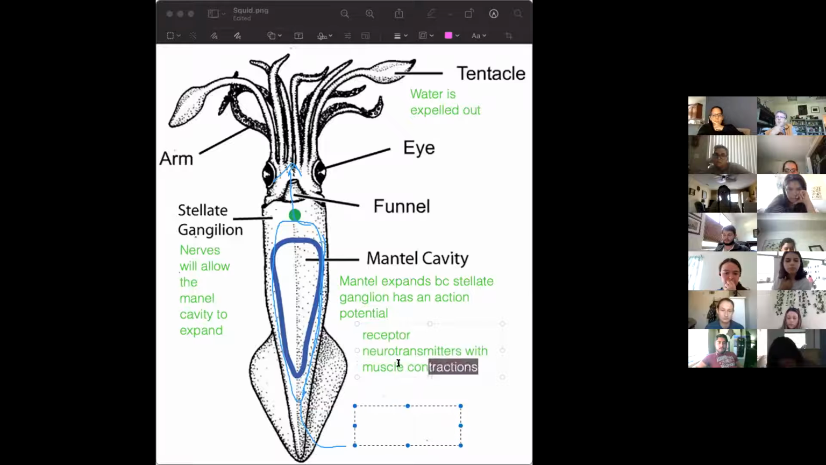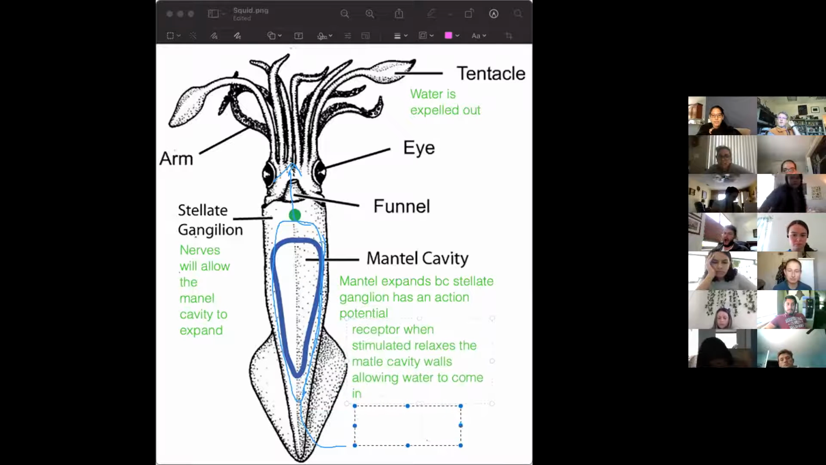So a receptor, when stimulated, relaxes the mantle cavity walls and allows water to come in. Yeah, that's clever. I like that. So how do you stop it? With another neurotransmitter. A neurotransmitter would be the effective way of stopping it. So you use serotonin to open up the cavity and you use histamines to stop it. And I'm just making up two neurotransmitters. It doesn't matter about the function, but you use two separate neurotransmitters.